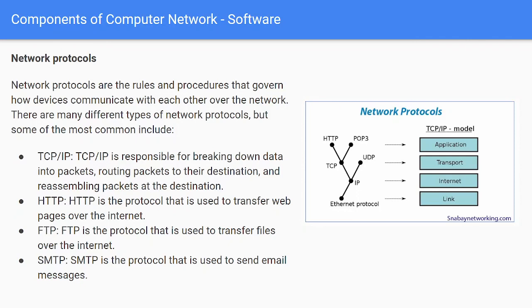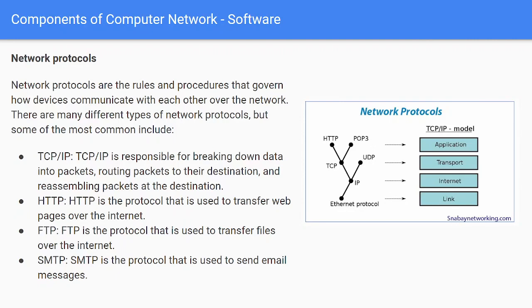We have TCP/IP. That is responsible for breaking down data into packets, routing packets to their destination, and reassembling packets at the destination. So this one, the TCP/IP protocol, is basically used for transferring data, transferring packets, from the person that wants to send it, that's the source, to the destination, and back to the source for reassembling and assembling packets of data.